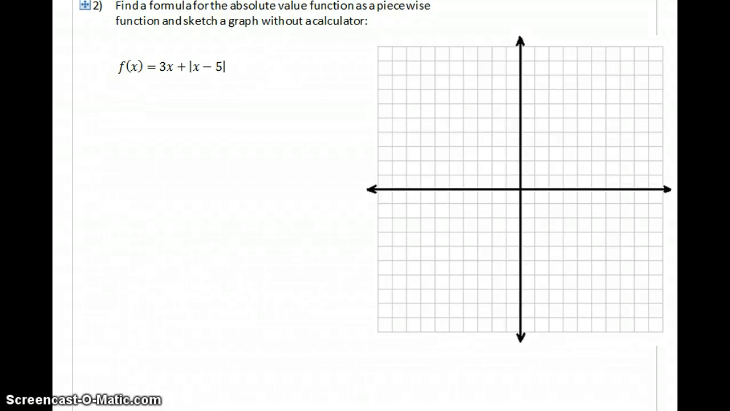For this next example, we're asked to find the formula for the absolute value of the function as a piecewise function and then sketch its graph without a calculator, much like number 1. This one I think you'll find a little bit easier though.